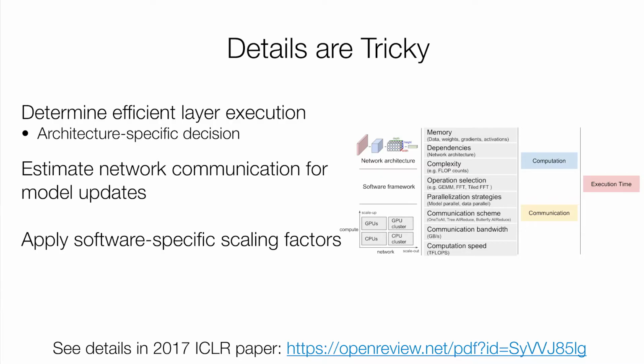And the most efficient choice for a convolution is a data-dependent and architecture-specific problem. So if you have a performance model that assumes that the convolution is always executed in a certain way, it's going to be really inaccurate. So figuring out the right low-level way to execute every operation is non-trivial.